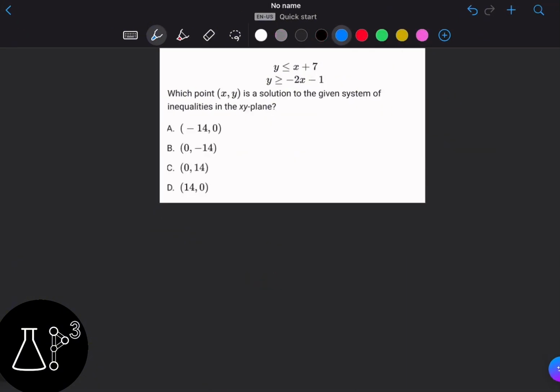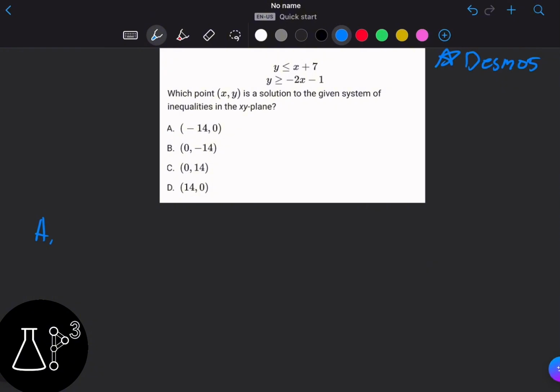Okay, this question is an example of a Desmos question. So we're going to use Desmos at the end to make sure that the answer that we choose is correct. The question asks the following. Which point in x and y is a solution to the given system of inequalities in the xy-plane? They're basically asking which x and y value, when plugged into both of the inequalities above, satisfies them and makes the statement true. So let's start off with A.